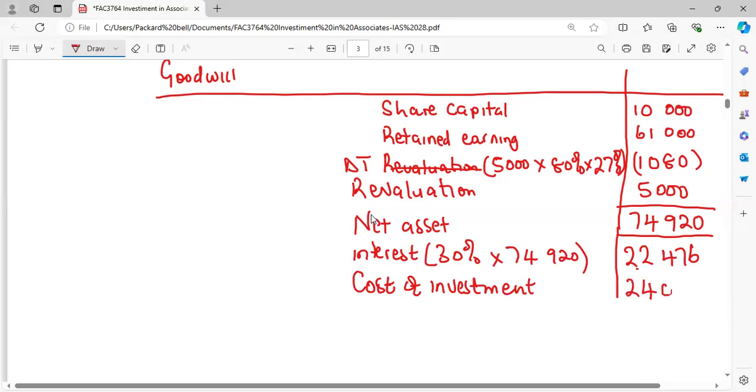So you can see here, we have goodwill. The cost of the investment is more than the equity which was purchased, so there is going to be goodwill here. That's the goodwill that we are going to have. How much is the goodwill, 22,476 minus 24,000? It's 1,524. So this is how you calculate your goodwill if you don't want to use the analysis.